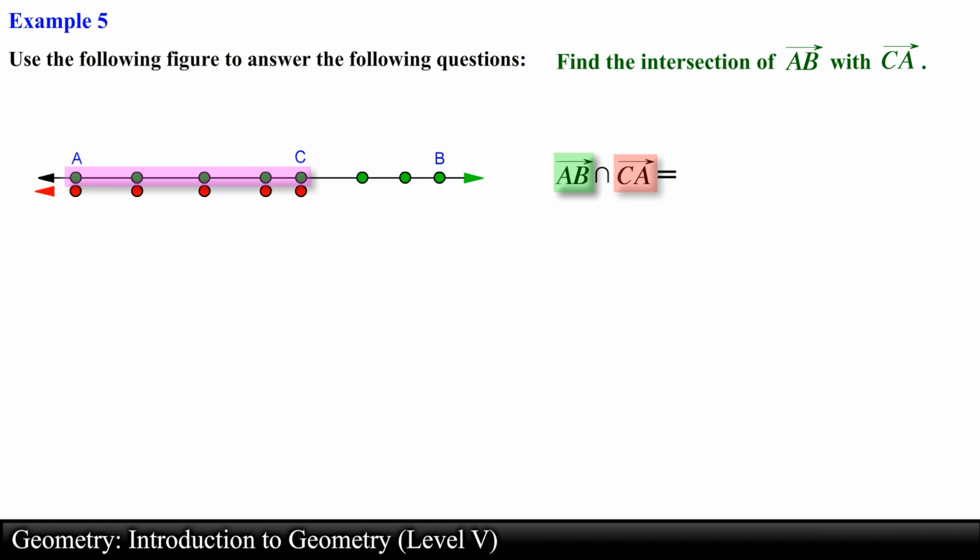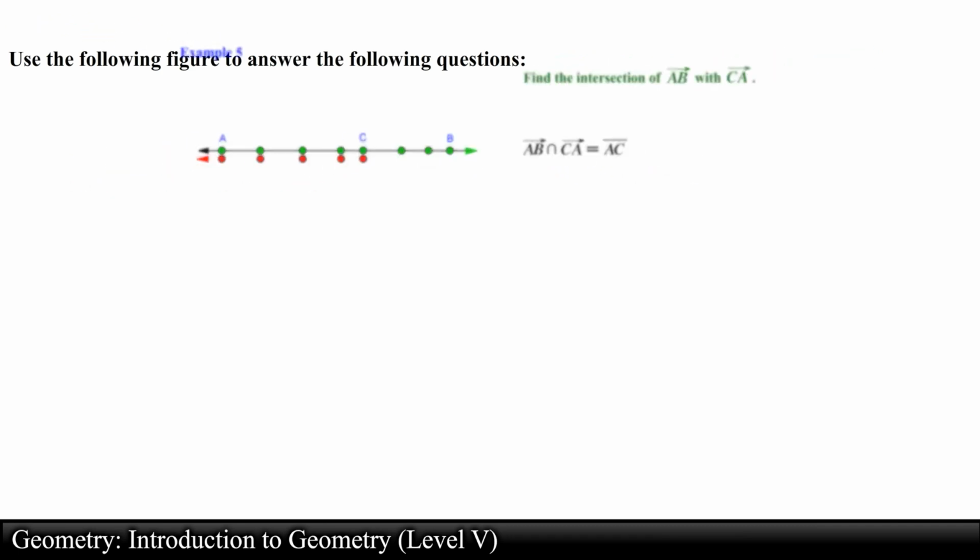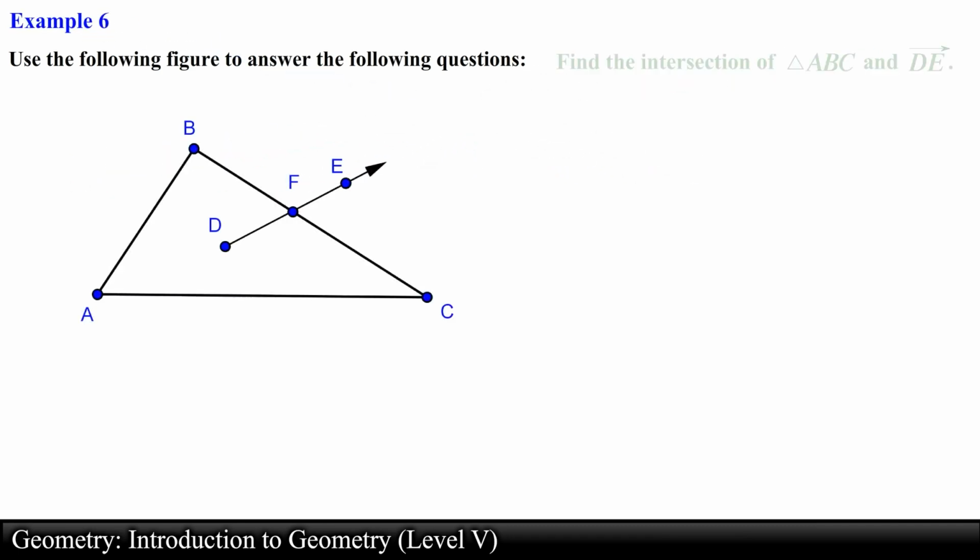In essence, the set of points intersect along a common line segment, in this case, line segment AC. So the intersection of these two rays is equal to line segment AC. Alright, let's end the video with the final example.